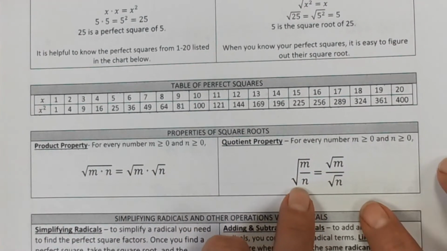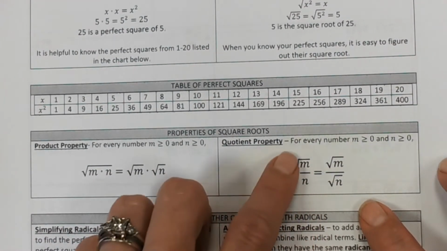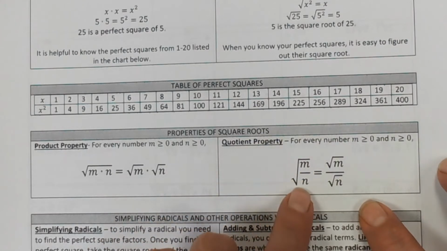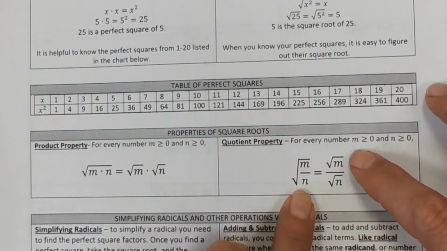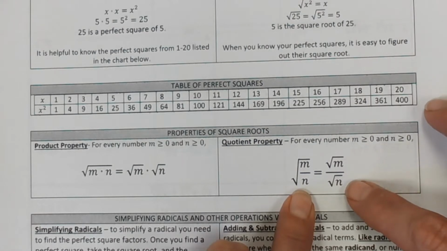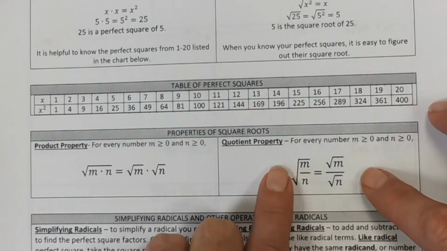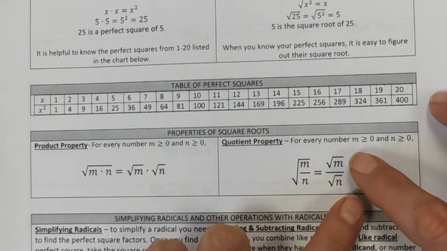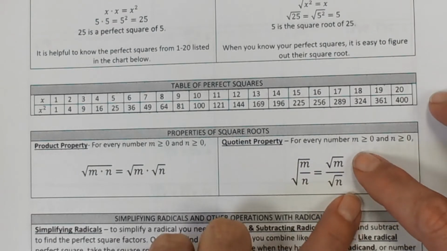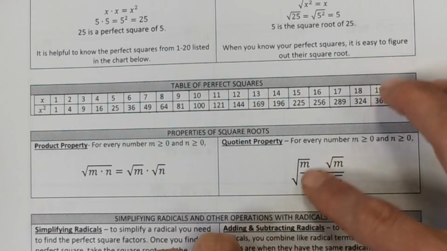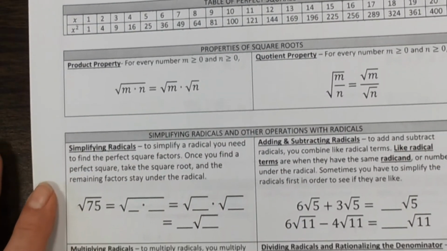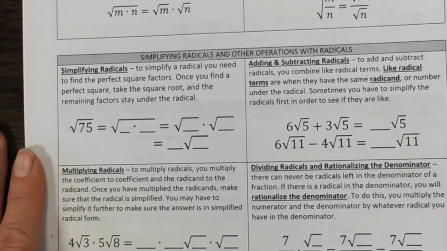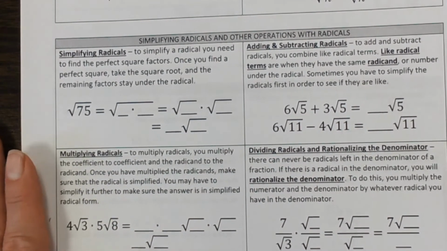And then the quotient property, that if I have a fraction underneath a radical, I can split it up into the radical of the numerator over the radical of the denominator. And again, this goes both ways. Sometimes it's helpful if you start out with a radical over a radical to simplify by putting them under one radical.